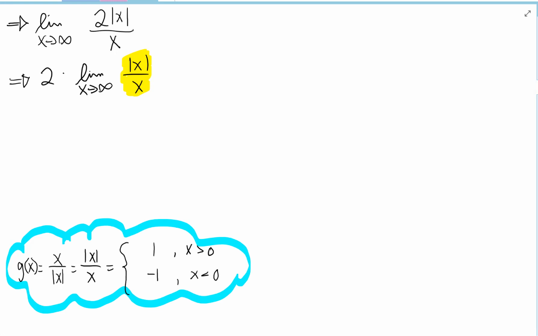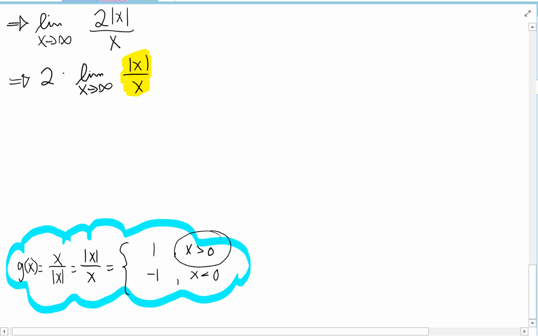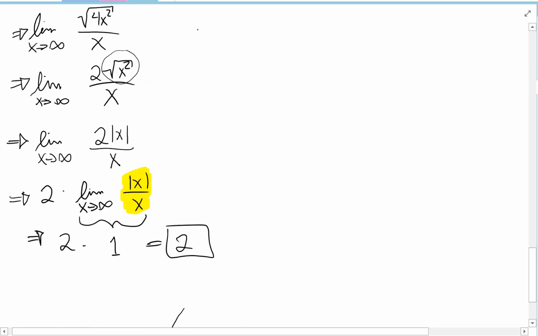Okay, the limit as x approaches infinity. So if I, quote, "plug in" infinity, infinity is an x value that's greater than 0. So what is my result? It is simply 1. The limit as x approaches infinity of this absolute value, any x's that are greater than 0, the output is always 1. Okay, so 2 times 1 is 2. All right, that's our limit.